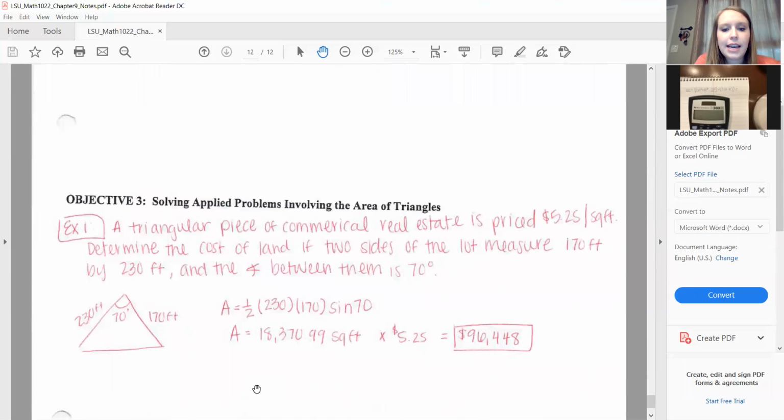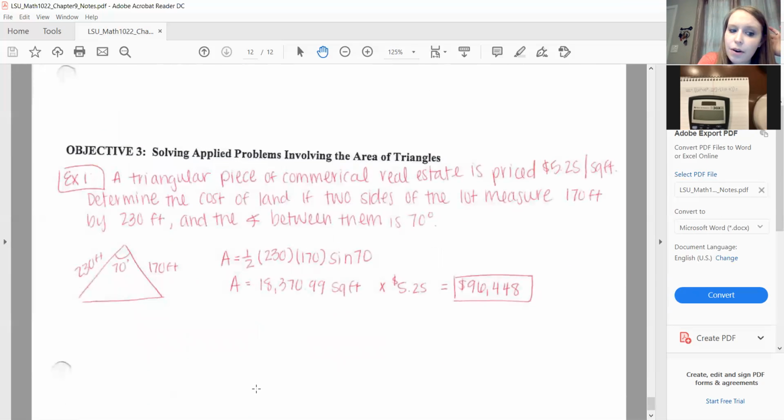Okay, and then finally is word problems. So they usually don't give you a picture, but here's an example. A triangular piece of commercial real estate is priced at $525 per square foot. Determine the cost of the land if two sides of the lot measure 170 and 230, and the angle in between them is 70. This is a side angle side case. You just got to plug it in to the formula, and you get the area, but they want to know the cost. So make sure you read what they're asking you for. Right here it says the cost. So then I had to do the area times 525, and that's how I got that $96,448.